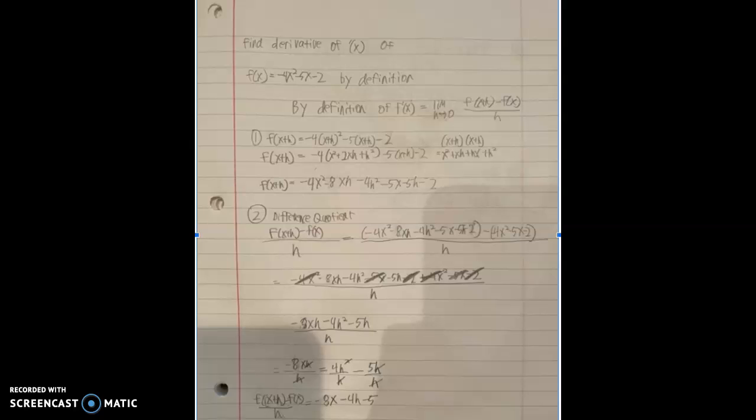Hi, my name is Mason Tsai, and as an assignment I have to find the derivative of f(x) equals negative 4x squared minus 5x minus 2. By definition, that would equal f prime of x equals the limit as h goes to 0 of f(x plus h) minus f(x) over h.